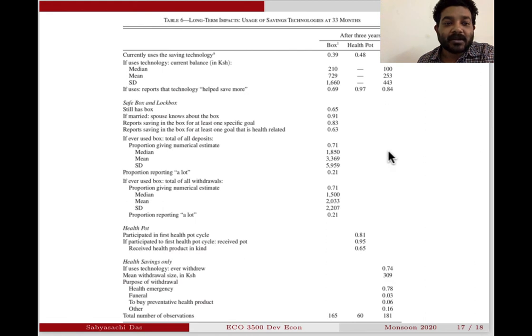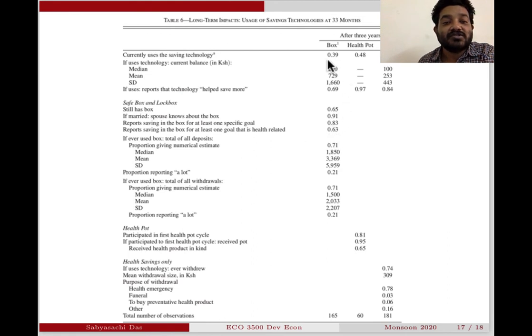Sorry, 65%. If you look at the safe and lock box, 65% still has the box, and about 83% report saving in the box for at least one specific goal. Here goal means again saving for a specific health product, and 63% report saving in the box for at least one goal that is health related.